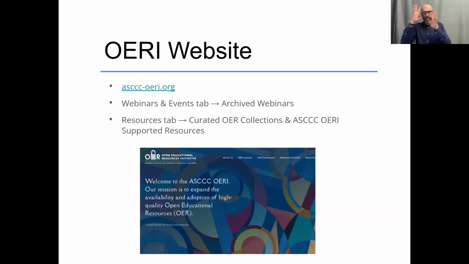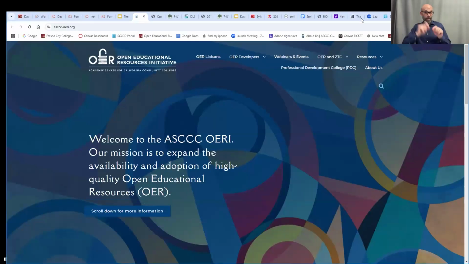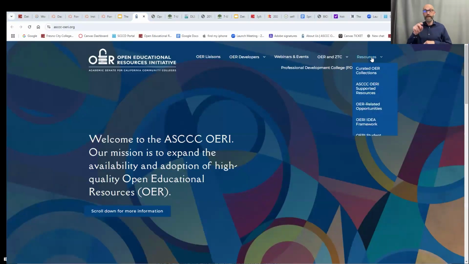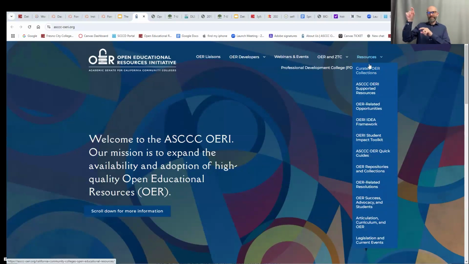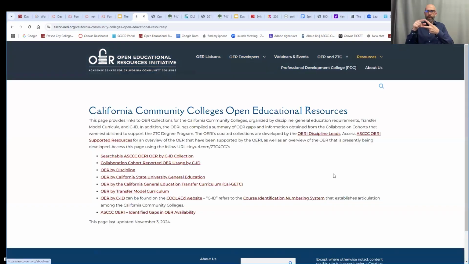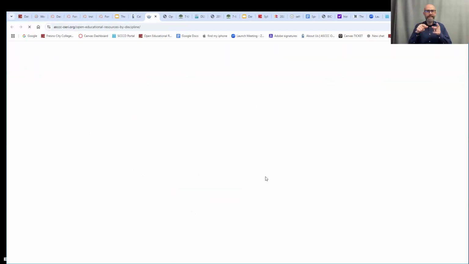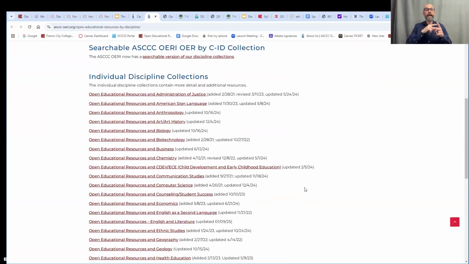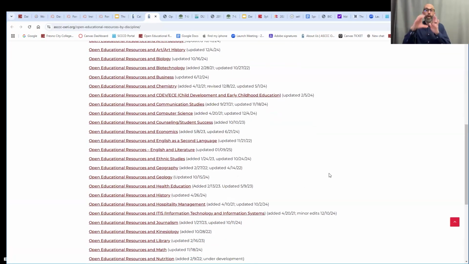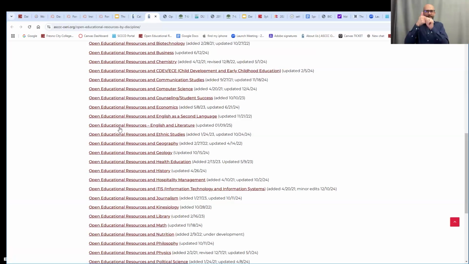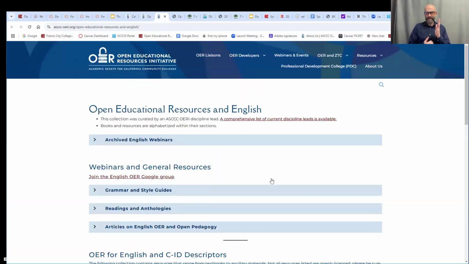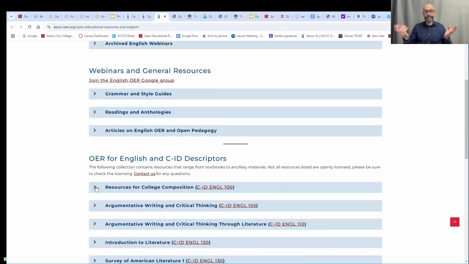There are a couple of great tabs. I don't know, Sally, if you can click on the link to get to the website. If you look up at the top, resources, there are two links that are really going to be helpful. That first one is the curated OER collections. These are organized by discipline. That's where you usually go. But you can also look by CID, course number, and those kinds of things. But I usually go to this alphabetical list for each of these OER resources. And again, these are curated.